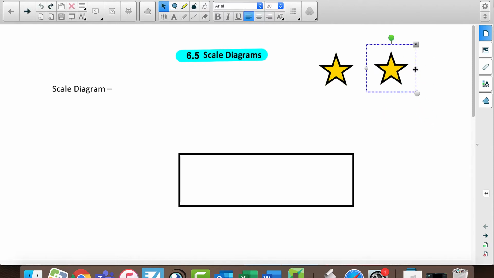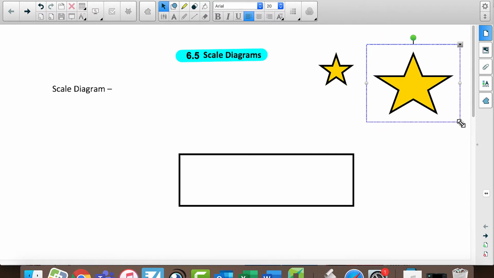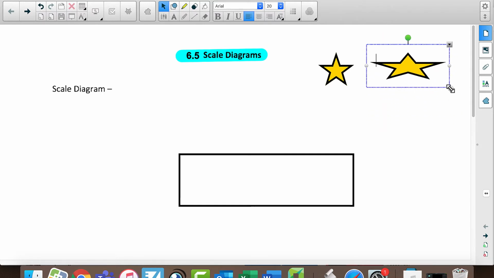But if I was to do something like this, they would no longer be proportional, would they? This one's obviously way skinnier than that one. Or if I did something like this or this, they just don't look the same when I do that. And because of that, we wouldn't be able to say that this fat one here is a scale diagram of the original one there. So it just gives you a sense of what a scale diagram is.